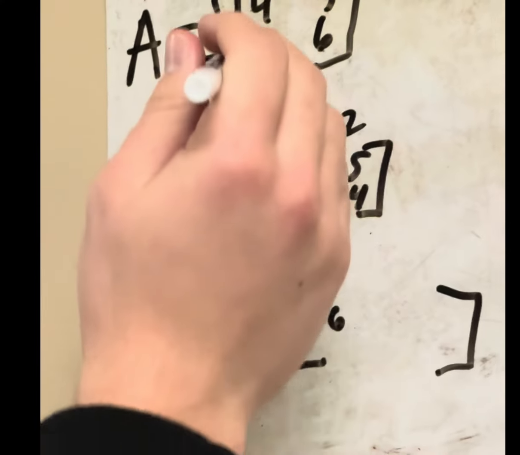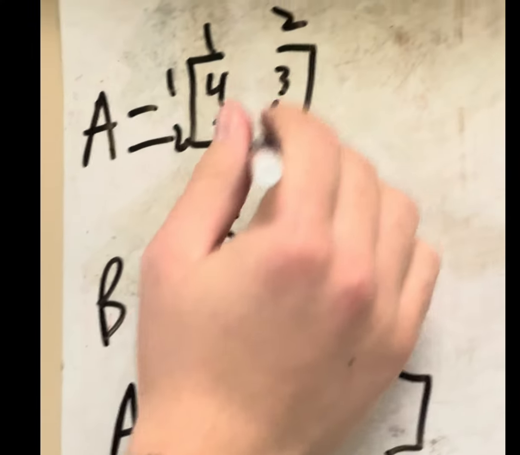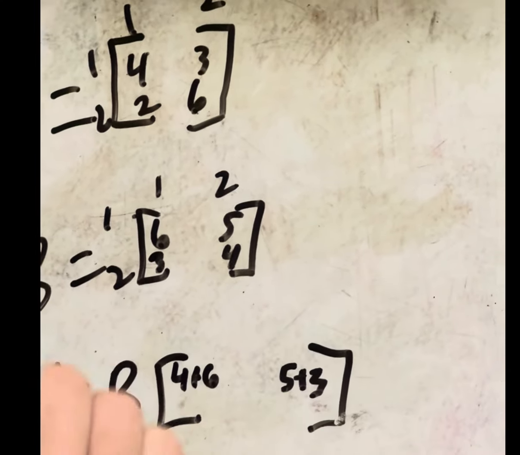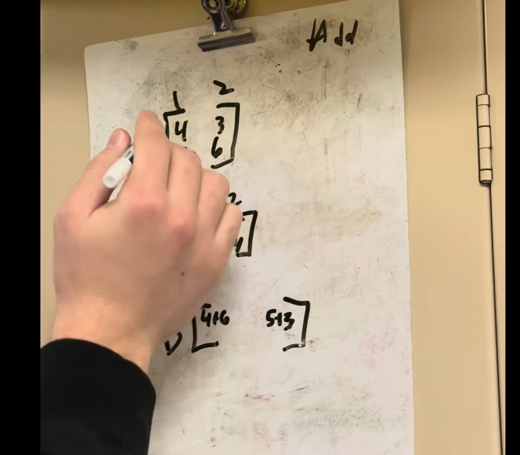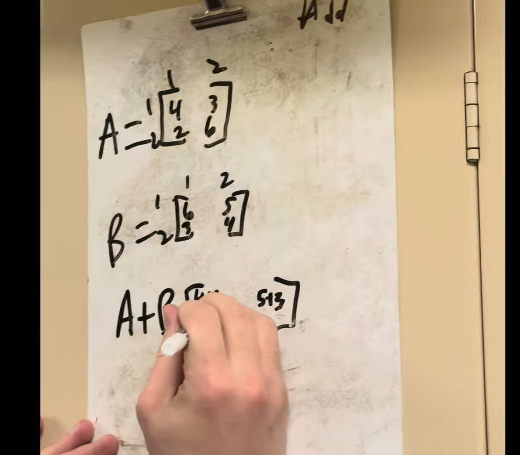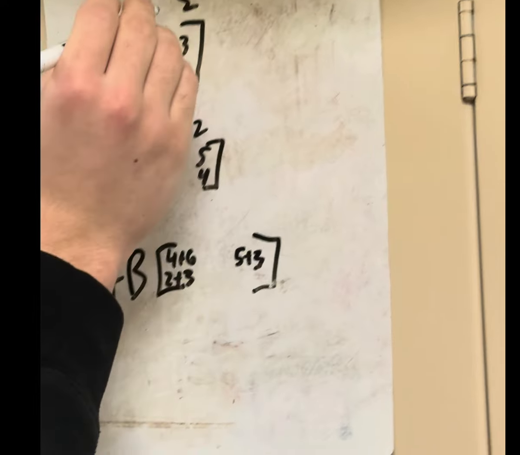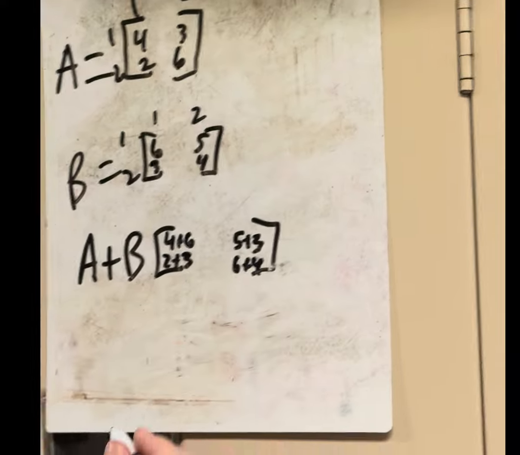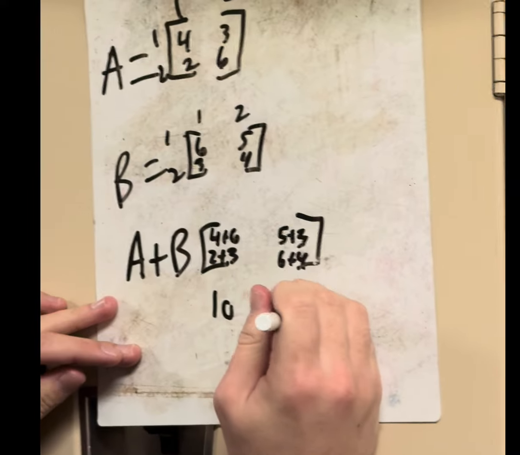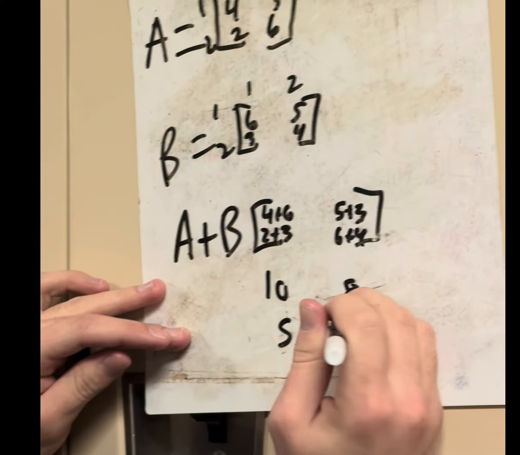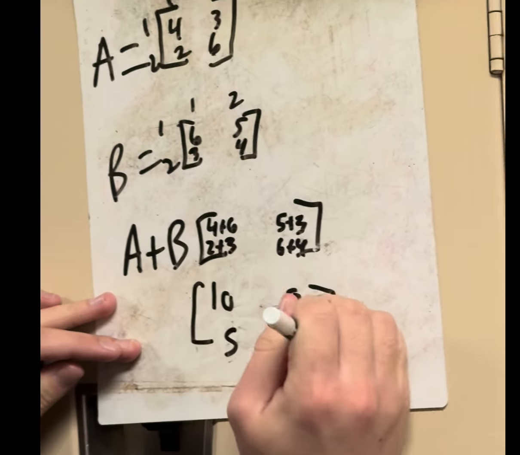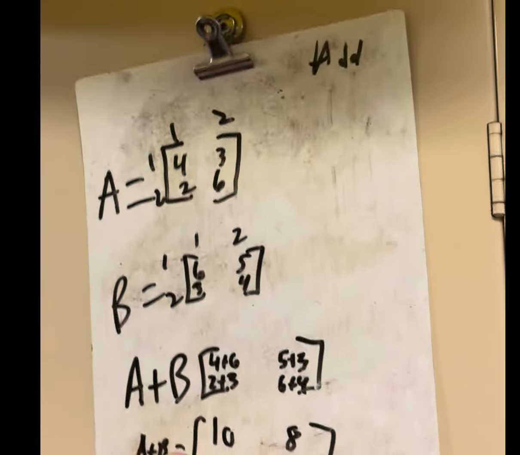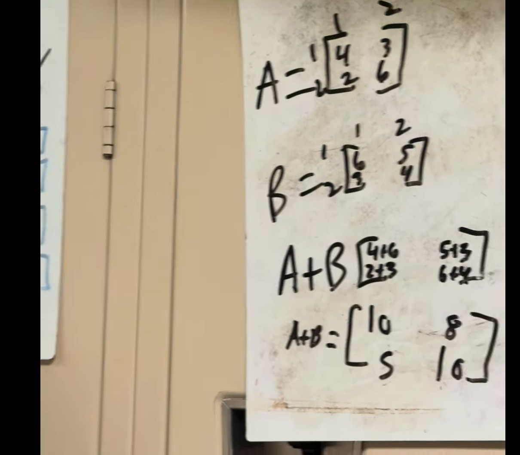So we can just keep doing that. We'll go row 1, column 2 for both of them. So that's going to be 5 plus 3. Row 2, column 1, 2, 3. And row 2, column 2 is going to be 6 and 4. So our final product is going to be a 10 here, an 8 here, a 5 here, and a 10 here. So when you add these 2 arrays together, this is your final product. And now we know how to add.